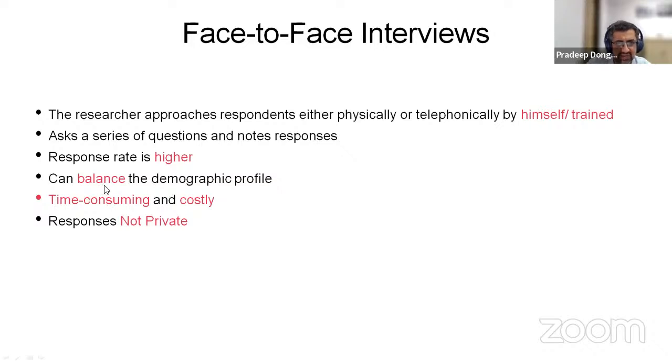So again, you can balance with the physical face-to-face interview or a telephonic interview. You can always balance the demographic profile of your respondents, but the only problem is it's going to be very, very time-consuming and costly. You need to train your interviewers. You need to train your people who are going to call the respondents telephonically. And definitely the responses are not going to be private. You cannot have anonymous surveys done with this method because most of the interviewers will know the answer. So that is one disadvantage.